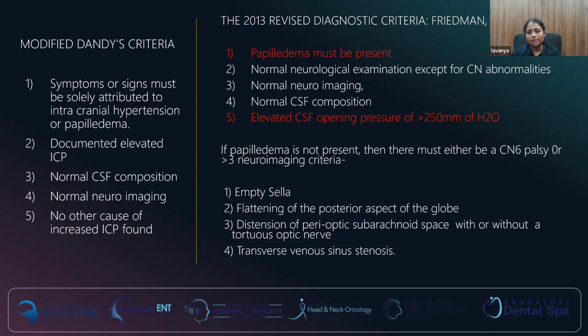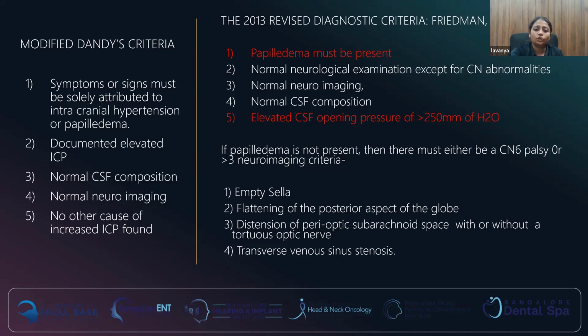Normal neurological examinations, except for cranial nerve abnormalities, normal neuroimaging, normal CSF composition, but with the CSF opening pressure of greater than 250 mm of water. Okay. So anything above 25 centimeters or 200 mm of water was known as increased intracranial pressure. Here the criterion is greater than 250 mm of water.